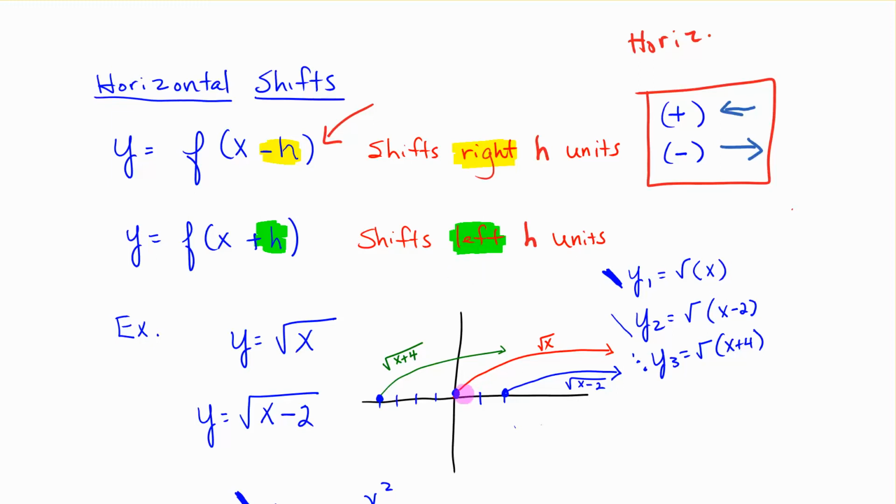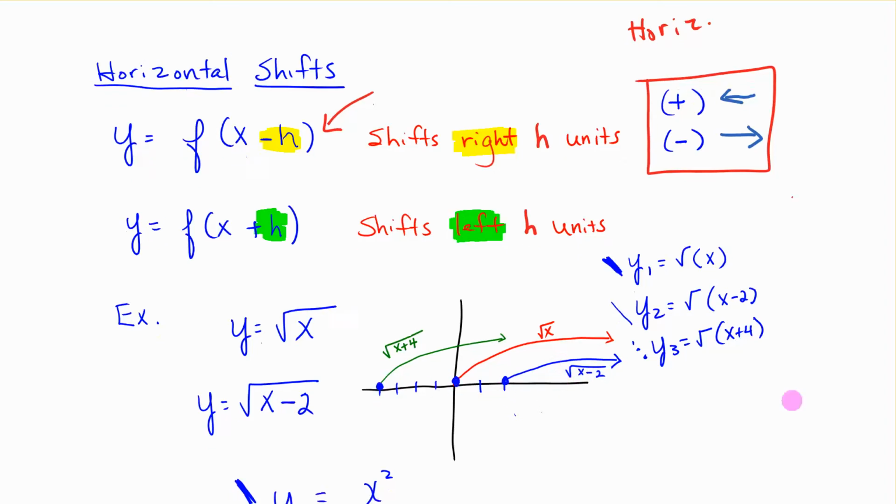But here's a picture. Here's a square root of x. The square root of x plus 4 is going to move left, so that vertex goes that way. Square root of x minus 2 goes to the right 2 units.